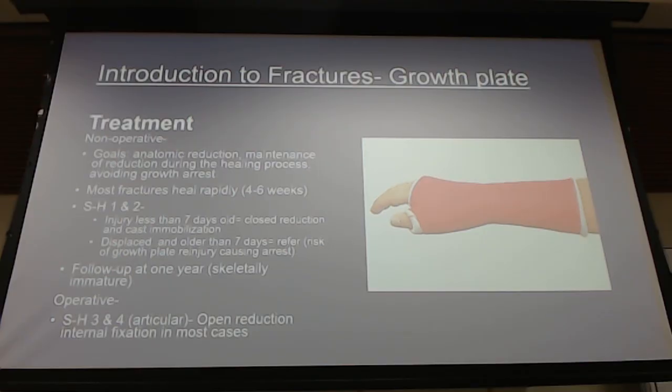And we just talked about this. Salter-Harris 1 and 2 are amenable to non-operative management, right? Put them in a cast, 7 to 10 days, reassess. You do have to continue to closely follow them. 3 and 4, absolutely, those are intra-articular and need to be looked at by a specialist.